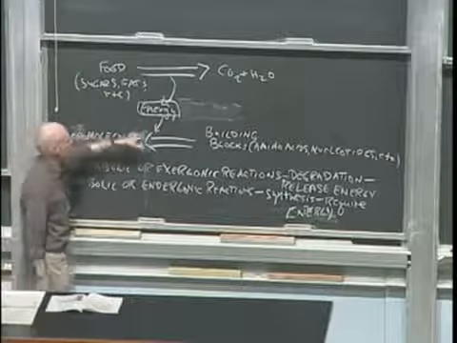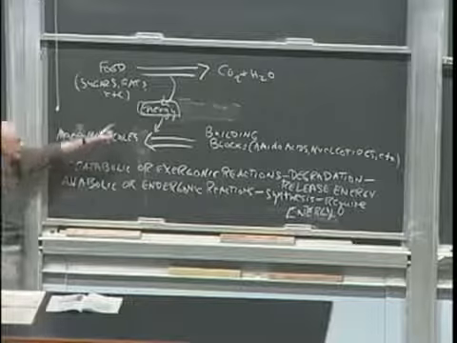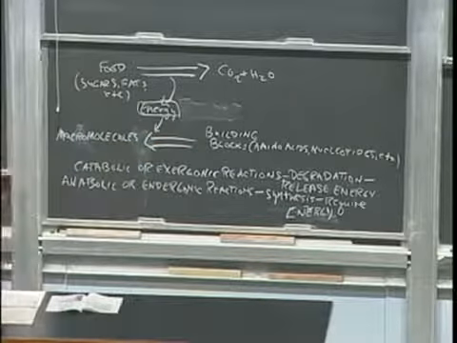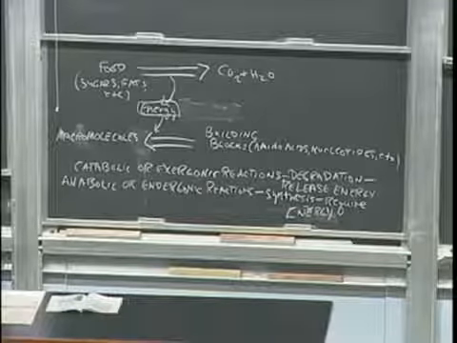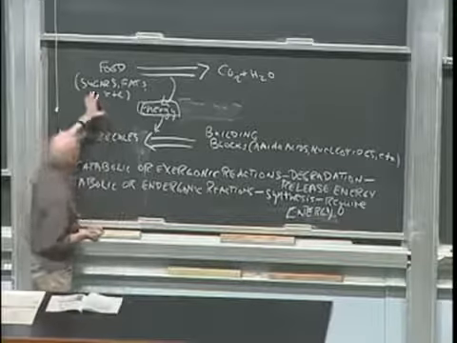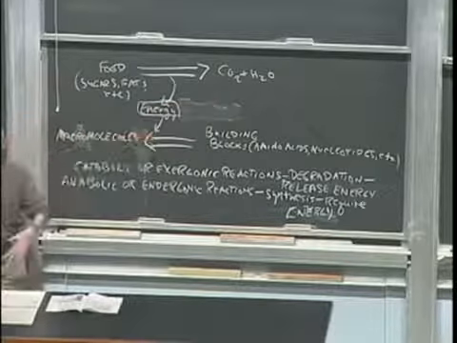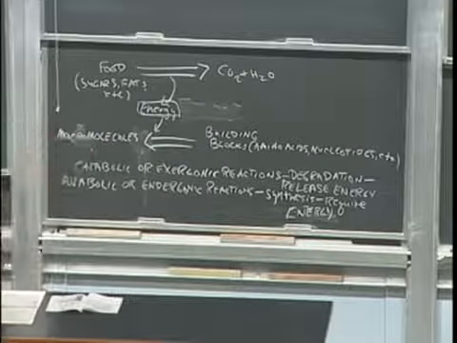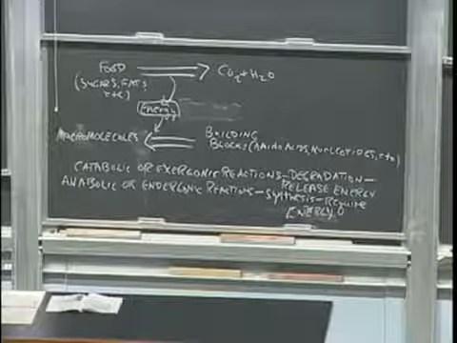When this is occurring, there is energy available. I had written over here energy released. You don't want to get the feeling that the energy is just lost. What has to happen in a cell is the energy that's made available in this degradative reaction has to be trapped by the cell and used for synthesis. And that will be the focus of the last 4 or 5 lectures.